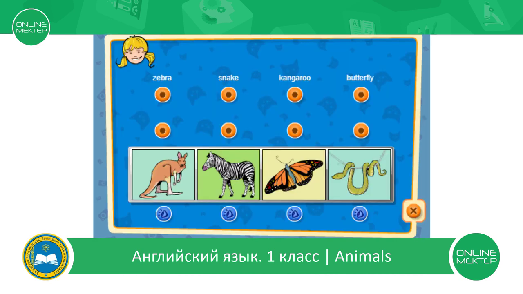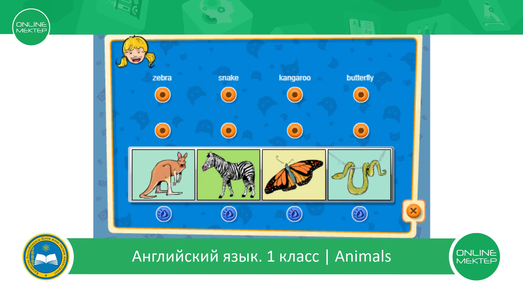Now, look at the pictures, listen and repeat. Kangaroo. Kangaroo. Next. Zebra. Zebra. Number 3. Butterfly. Butterfly. And the last one. Snake. Snake. Now let's do the exercise.